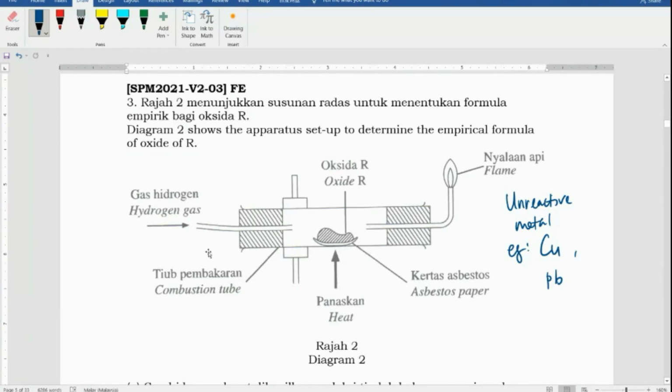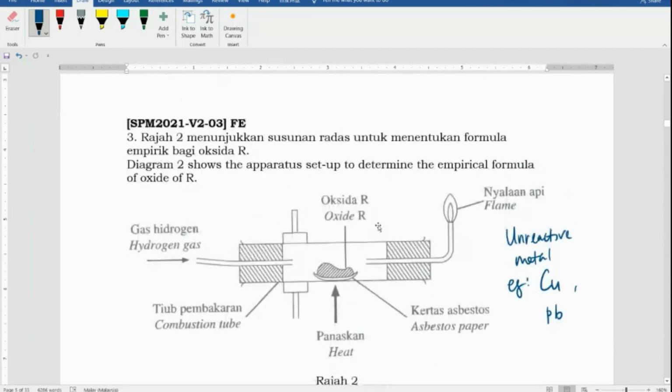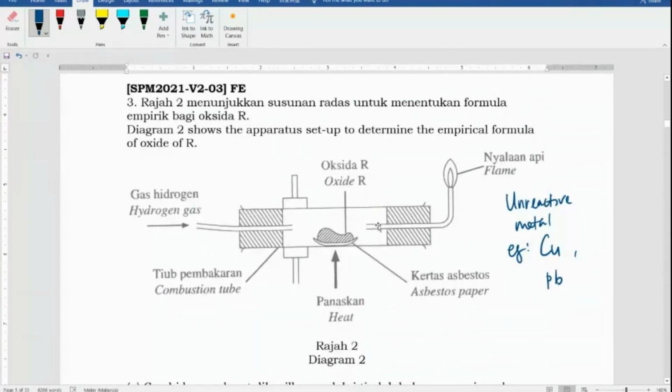So here, what happens? Hydrogen, what is the formula, class? Hydrogen gas is H2. So remember. So how to get the H2? Normally we use an acid, let's say hydrochloric acid, reacting with any metal, like magnesium metal. So when these two react, you will produce hydrogen gas.